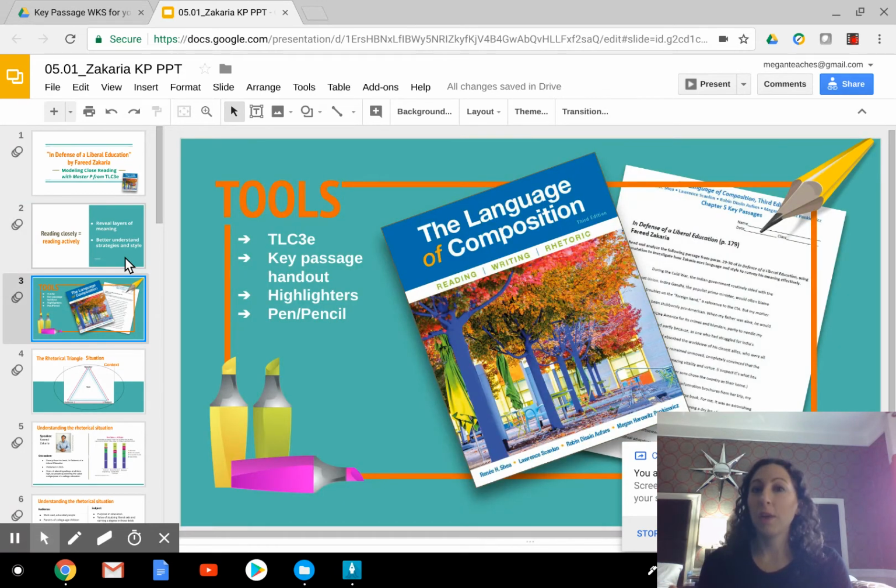As always, for our materials, we need our copy of The Language of Composition, 3rd edition. Definitely, we would need our key passage handouts. Highlighters are always useful, and something to write with, a pen or a pencil.